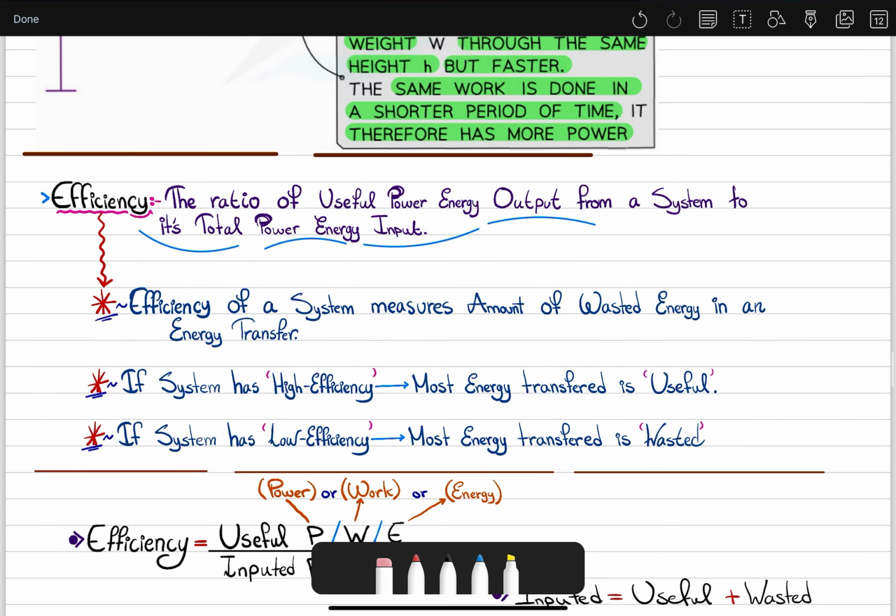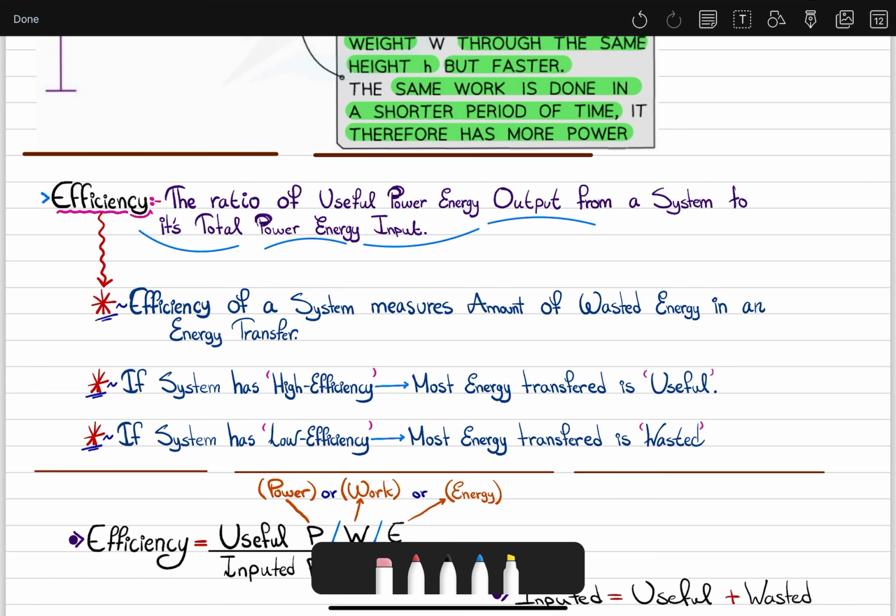Efficiency. Efficiency is the ratio of useful power or energy output from a system to the total power or energy input. So basically output over input, but useful output over total input. Efficiency of a system measures the amount of wasted energy in an energy transfer. If a system has high energy efficiency, most energy transferred is useful. If it has low efficiency, most energy transferred is wasted.